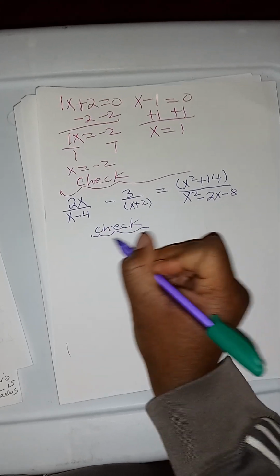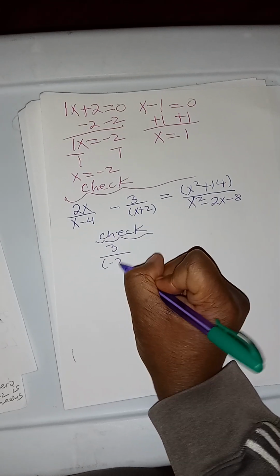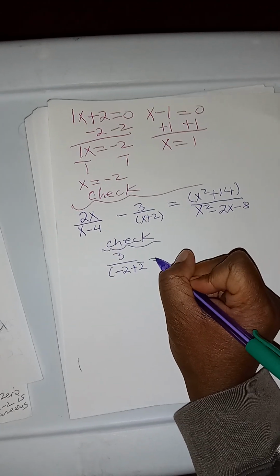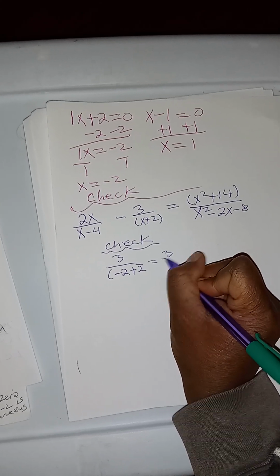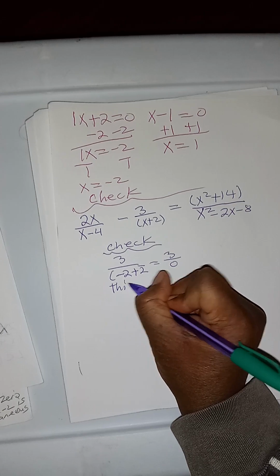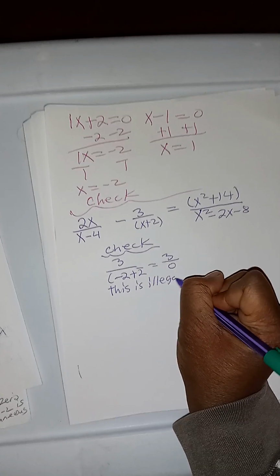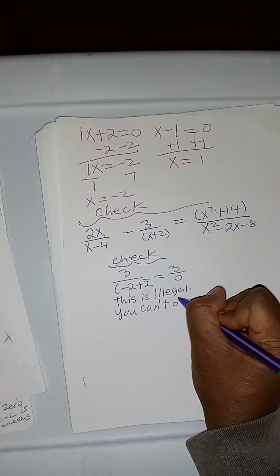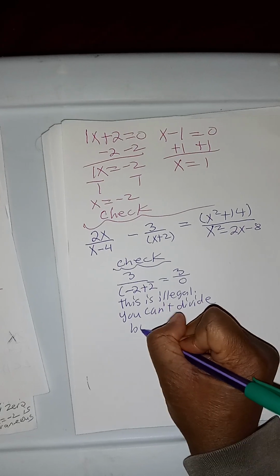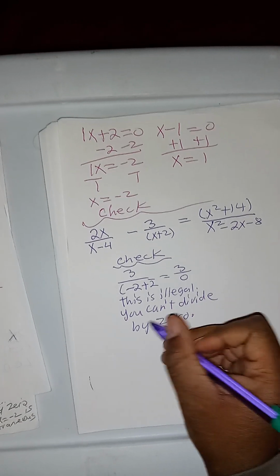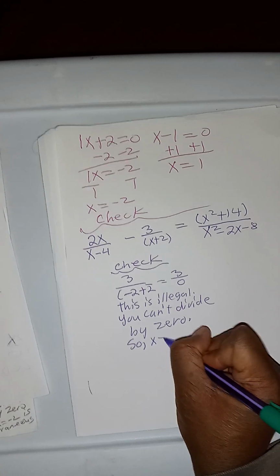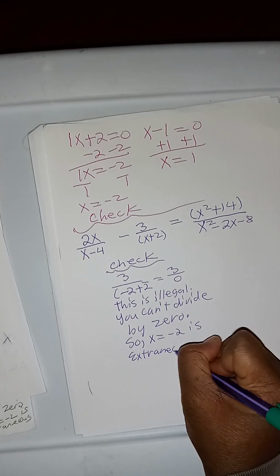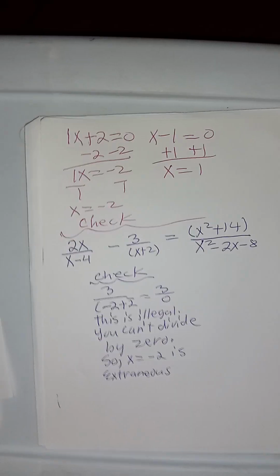So 3 divided by -2 plus 2 is equivalent to 3 divided by 0, and this is illegal. You can't divide by 0. So x equals -2 is extraneous. And let's check the other one now.